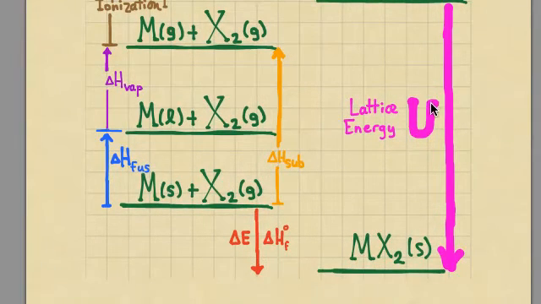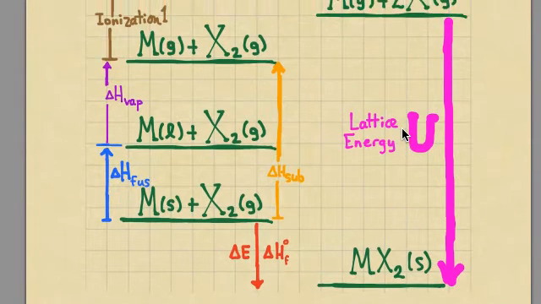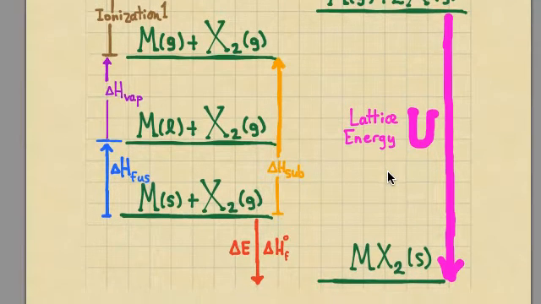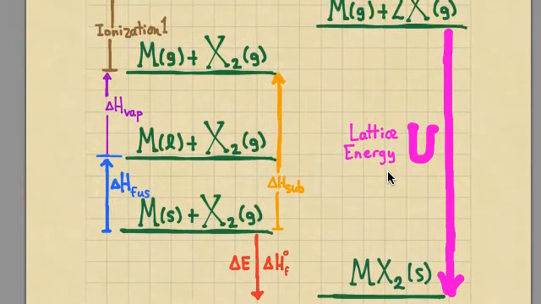But we use lattice energy as a measure of stability. The greater the lattice energy, the more energy given off during this change, or the more energy difference between this and this, the more stable my salt, and actually the harder it would be to melt if I were talking about breaking it back up and going backwards.